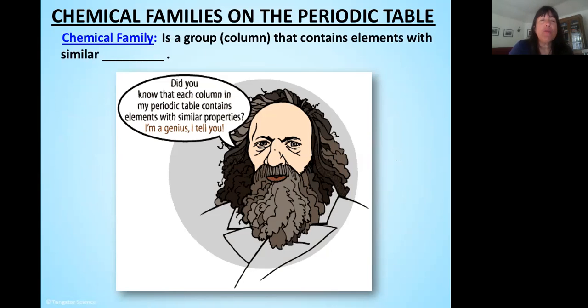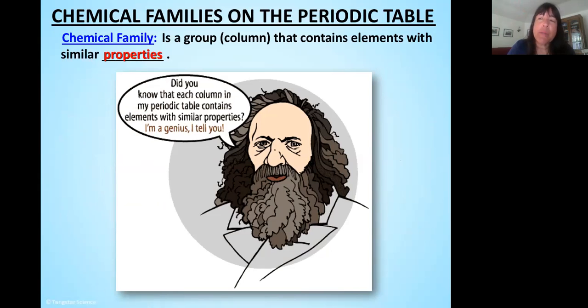All right, a chemical family is a group or column that contains elements with similar properties. My family, we kind of look alike. Dark hair, not super tall, good looking. So these are properties. They would put us in one vertical column because we have similar properties.